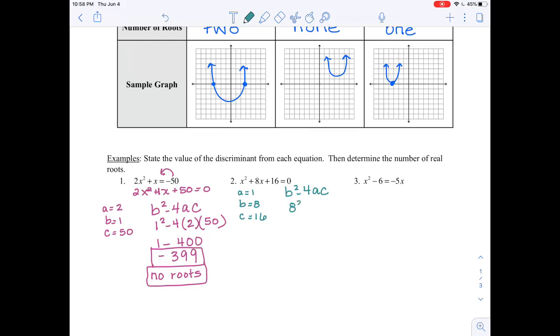That's 8 squared minus 4 times 1 times 16. Then 8 squared is 64, minus 4 times 1 times 16, which is 64. 64 minus 64 is 0. So our discriminant has a value of 0. When you get a value of 0, that means you have exactly one solution or one root.